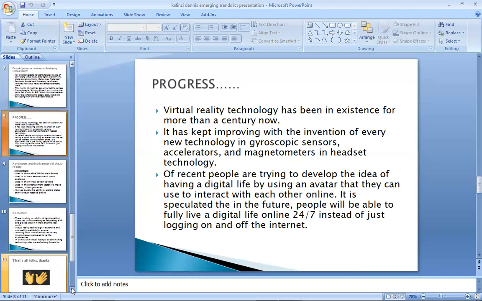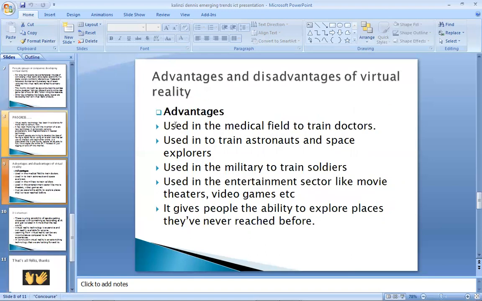Now on slide 9, I'm going to talk about the advantages and disadvantages. First of all, the advantages: it is used in the medical field to train doctors. It is used to train astronauts and space explorers. Virtual reality is used in the military to train the soldiers.